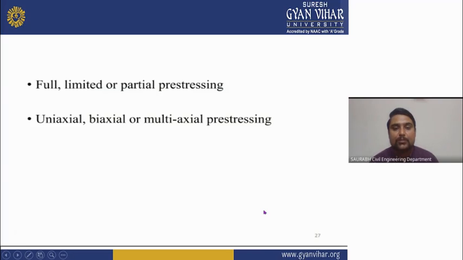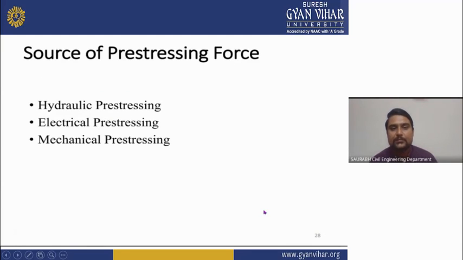Now, full or limited or partial prestressing is also a method of prestressing concrete, and there is one more, uniaxial and biaxial or multi-axial prestressing, which is also used in the preparation of concrete members. Now we will see the sources of prestressing force. There are hydraulic prestressing, electrical prestressing and mechanical prestressing.